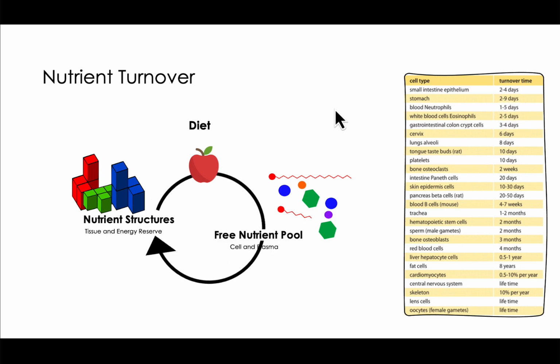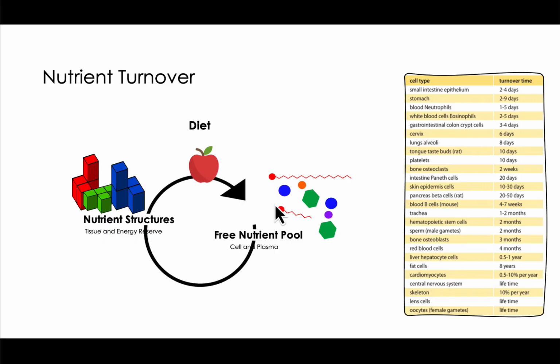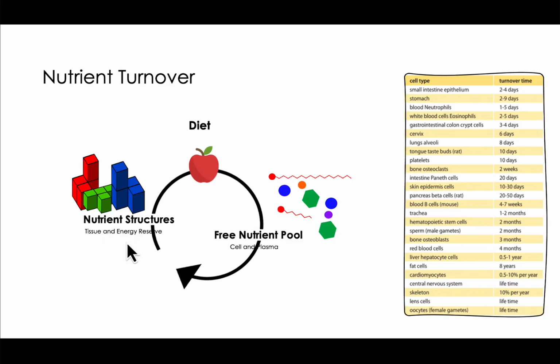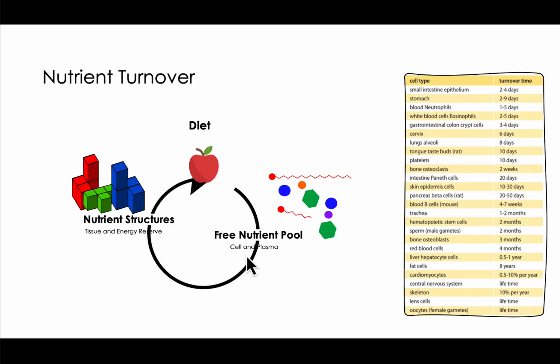And that happens, guys, through nutrient turnover. We get them from our diet, they're free in our cells, and then we build them into structures and we break those structures down. We get more in the diet, we have them free, there's just this constant cycle. And that's what metabolism is: building them, breaking them down, building them, breaking them down.